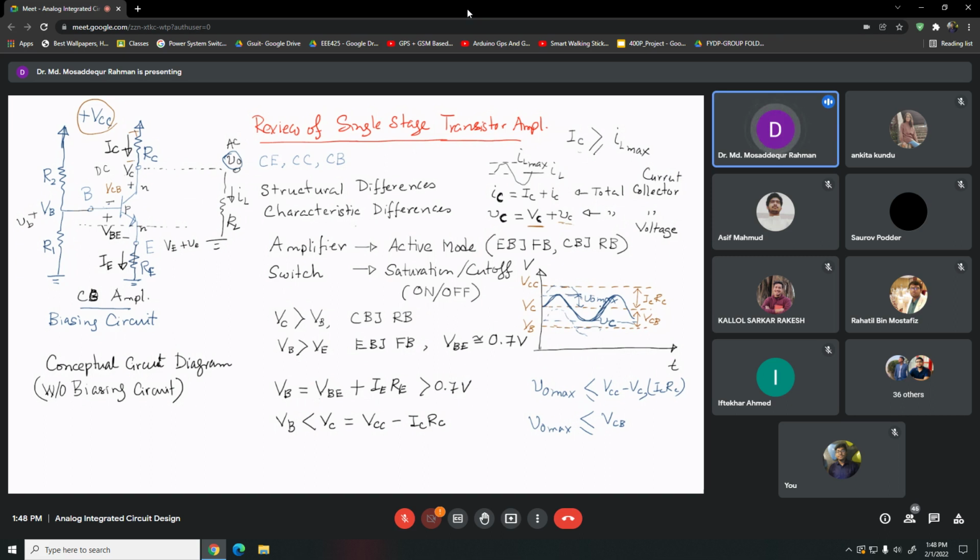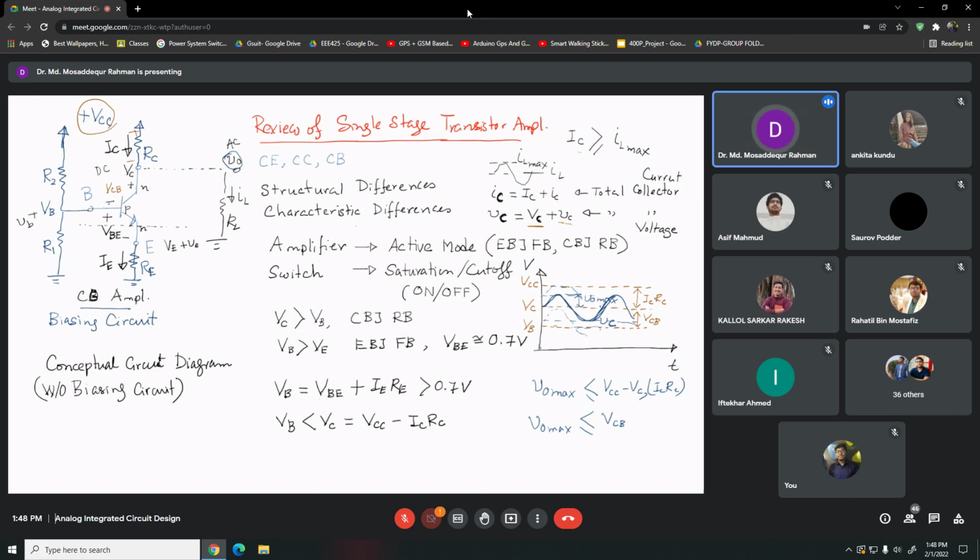This is because your biasing circuit is not properly designed. It is not designed to sustain the output voltage and current that is needed by your load.